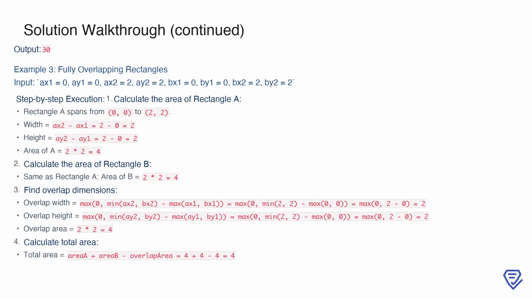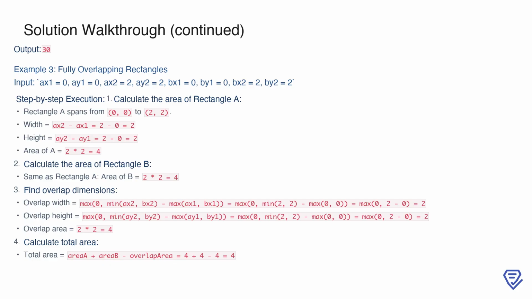Rectangle B has the same dimensions and coordinates as rectangle A, so its area is also 4. To calculate the overlapping region, we determine the overlap width and height. Since rectangle B fully overlaps rectangle A, the width and height of the overlap are the same as the dimensions of either rectangle, 2 for both width and height.